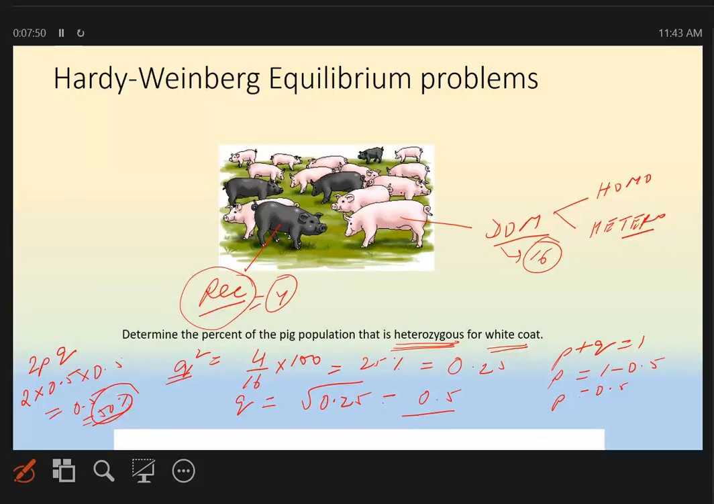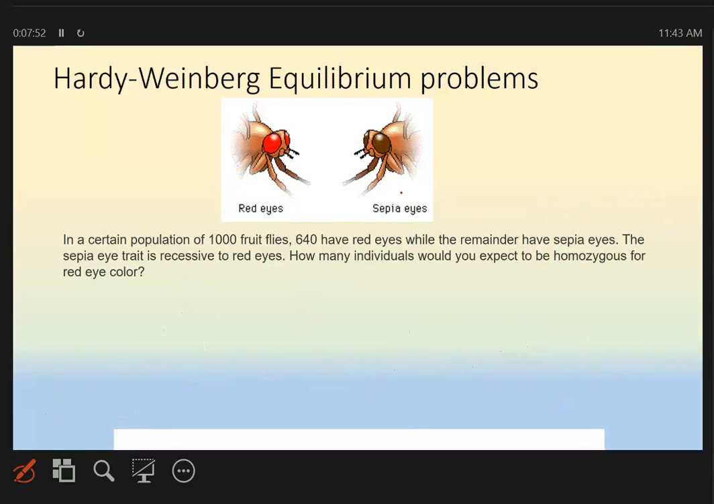Got it? All right, let's look at the second one. In a certain population of 1,000 fruit flies, 640 have red eyes, and the remaining have sepia. The sepia is recessive. The question is, how many individuals would you expect to be homozygous for the red color? This problem is very much like the previous one, except our numbers are given.